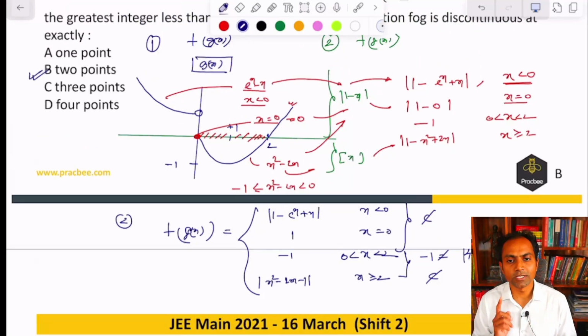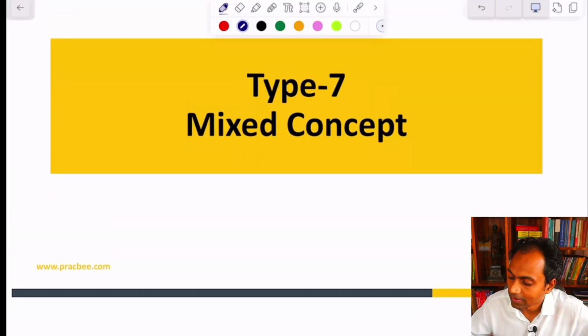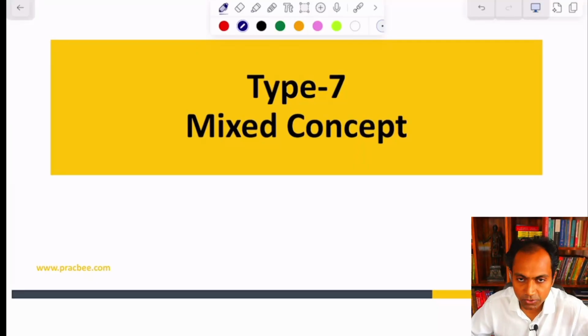So, the method remains very simple. First you find fog and then you find the continuity of that fog. If you can't do it using the graphical method, use a simple algebraic method to get the answer. Now, using a similar method, you can do this 2021 question as well. Now, this next type of questions is based on mixed concepts.